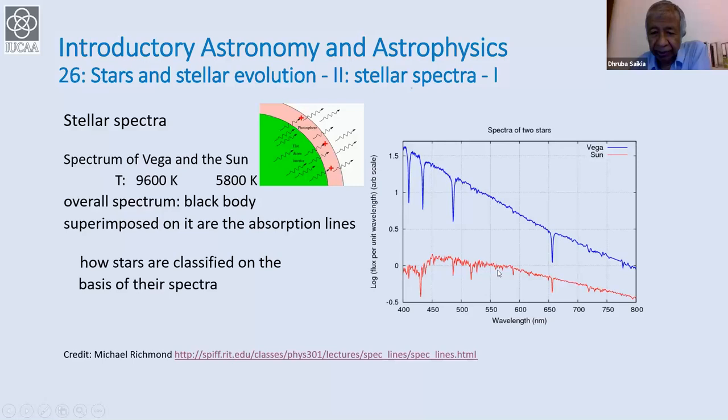Now, this is Vega and the Sun. Can you briefly tell me what are the differences you notice straight away? Any one of you can unmute and say. Well, we see that Vega is emitting a lot more at lower wavelengths. By lower wavelengths, I mean shorter wavelengths. That's because it's more blue. Very good. That comes from Wien's displacement law, because you have a higher temperature, so it is peaking at a smaller wavelength, right?